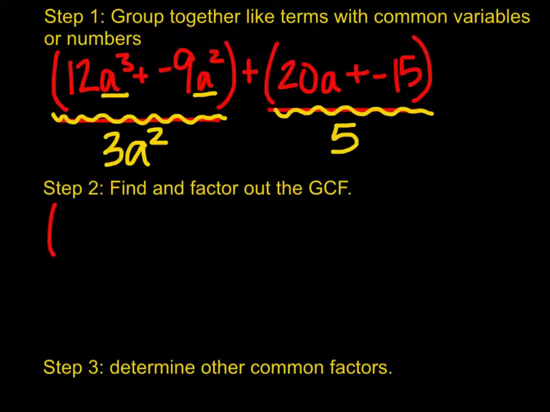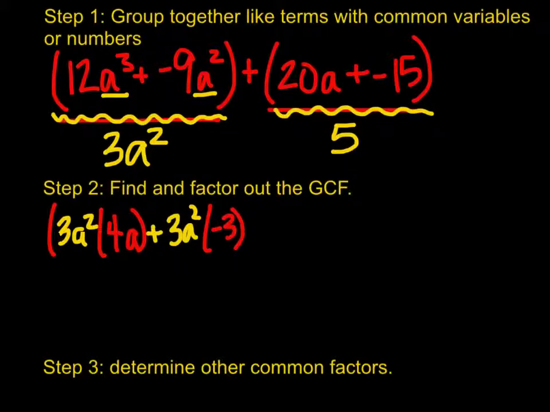We can start out with 3a squared. We have 3a squared, and we're multiplying that by, essentially, if I take 3 out of 12, I get 4, and if I take a squared out of a to the third, we have just simply a. And then we will have, again, 3a squared. If I take a 3 out of a negative 9, I end up with a negative 3, and if I have an a squared and I'm taking that away, I just simply have a negative 3.